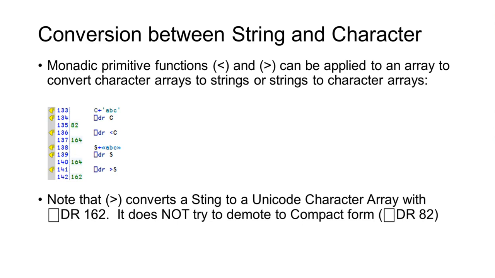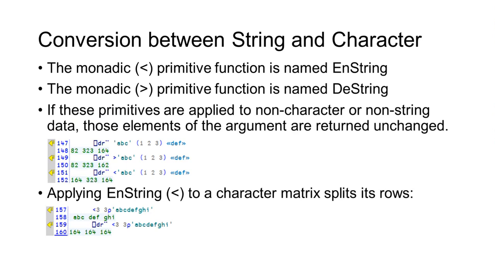There is no demotion to a lowest or more compact data type. So, as I mentioned, the monadic less than primitive function is called nstring because we're going to a string, and the monadic greater than primitive function is called dstring, and we're going from a character string to a character array in that case. You can apply this to a whole array, a nested array or what have you. Any non-character or non-string elements in the argument are returned unchanged.